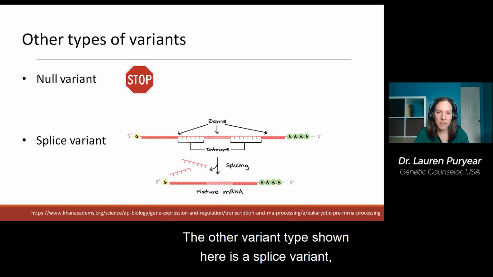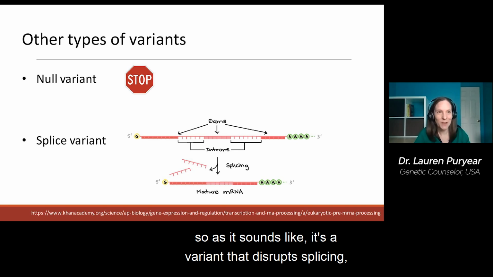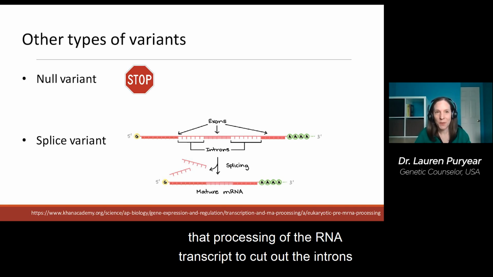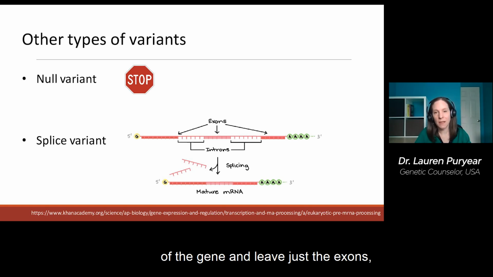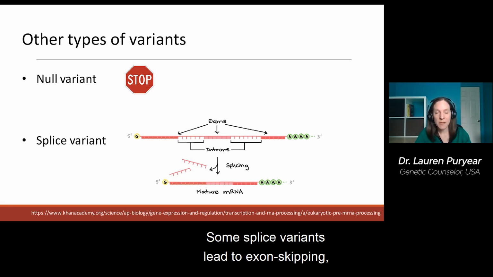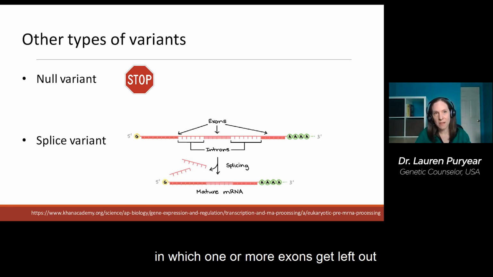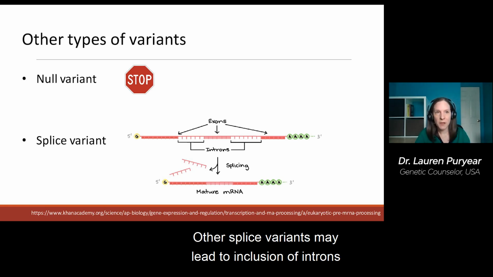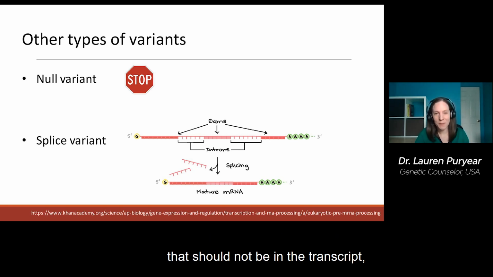The other variant type shown here is a splice variant. So as it sounds like, it's a variant that disrupts splicing, that processing of the RNA transcript to cut out the introns of the gene and leave just the exons, the segments that encode the protein. Some splice variants lead to exon skipping, in which one or more exons get left out of the mature RNA transcript. Other splice variants may lead to inclusion of introns that should not be in the transcript.